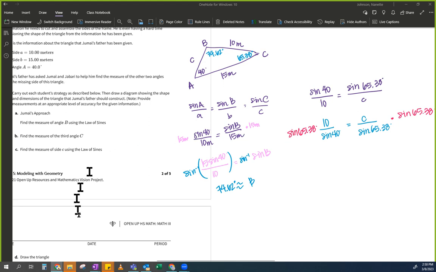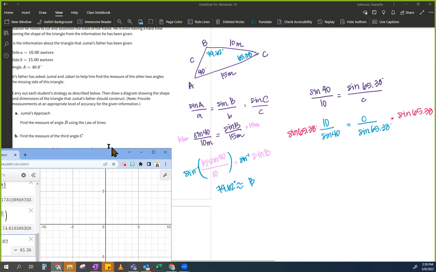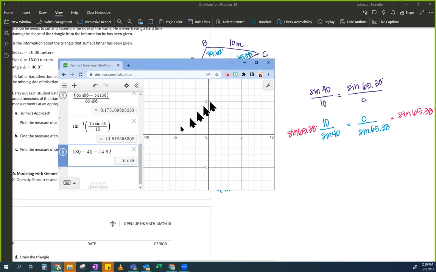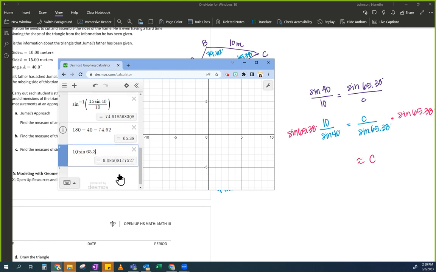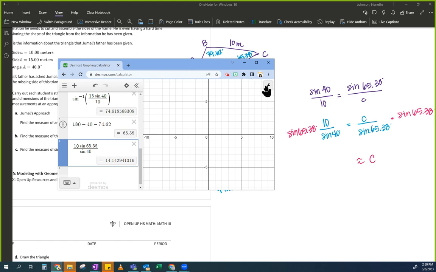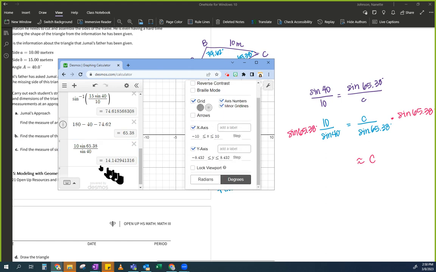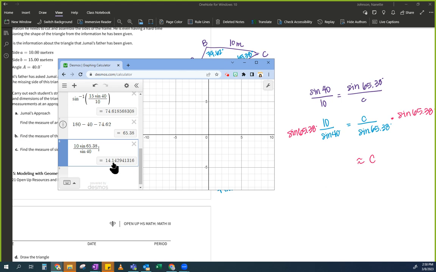So here's what I'm going to plug into my calculator. C is approximately, right? So I'm going to plug that into my calculator, see what I get. So I should have 10. I like to put my coefficients in front. So 10 sine 65.38 divided by, very good. It divided the whole thing. Sine of 40, again, checking to make sure that I'm in degree mode, which I knew I was already in. So the length is 14.14 meters. So this is 14.14 meters. So I'm going to take that over here.